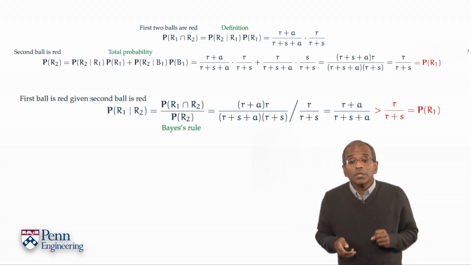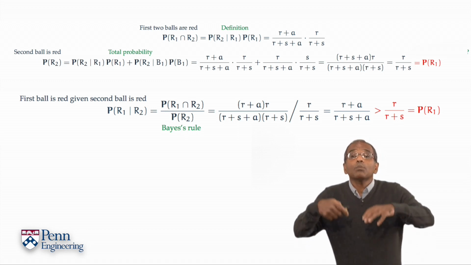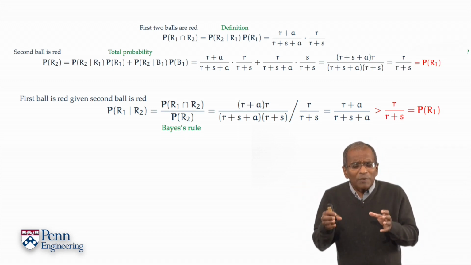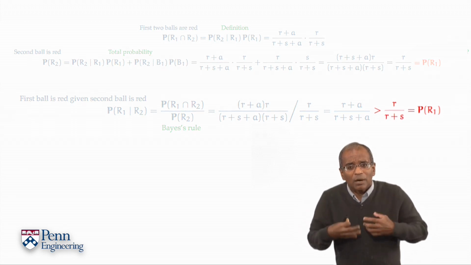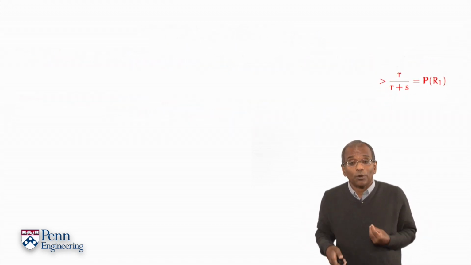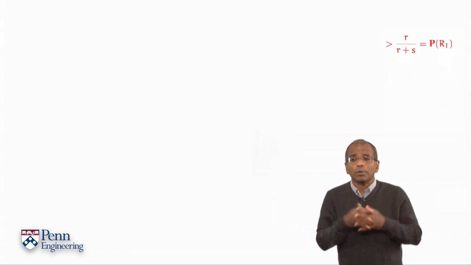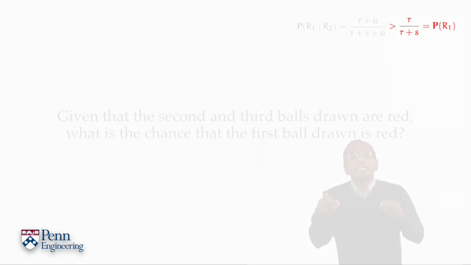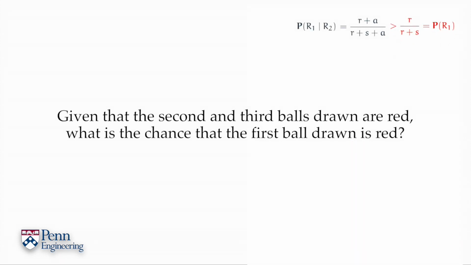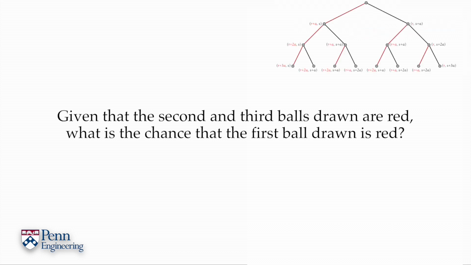Now let's move on to the original question we started with. And this, of course, is going to require a little more elaborate calculation. But now we've got the structure of the calculation under our belts. We understand exactly what's going on. So here's our new problem. Given that the second and third balls drawn are red, what is the chance that the first ball drawn is red? Okay, and again, you should keep the tree in front of you, because that is going to allow you to write down, just visually, the kinds of expressions you need.